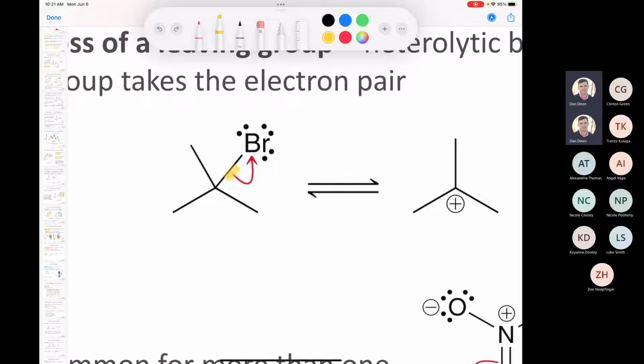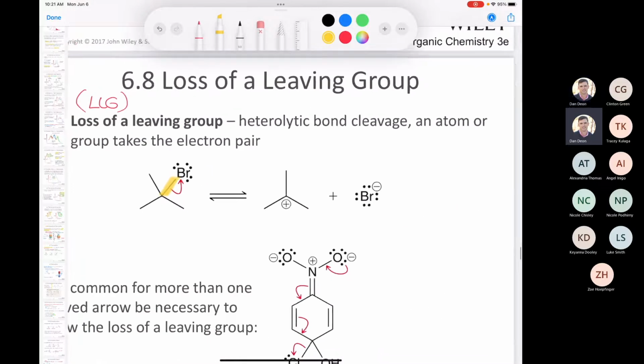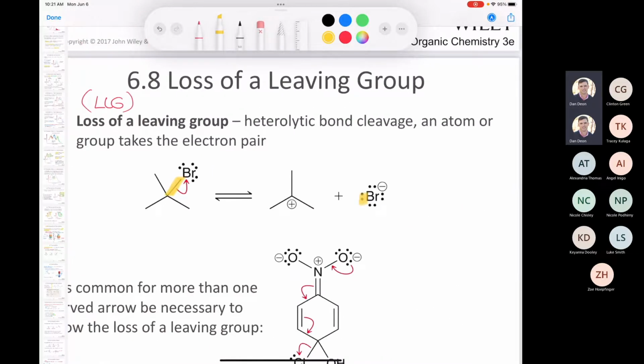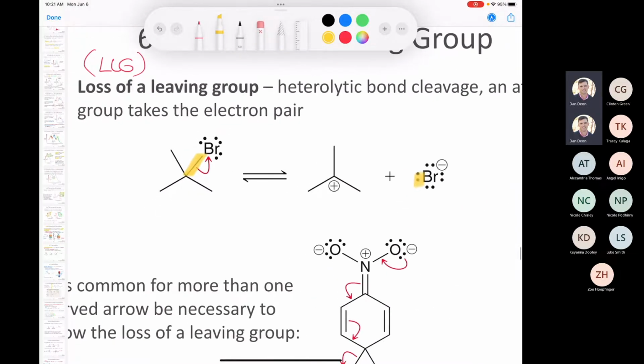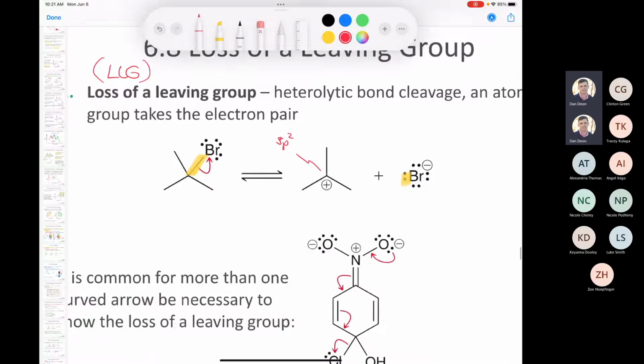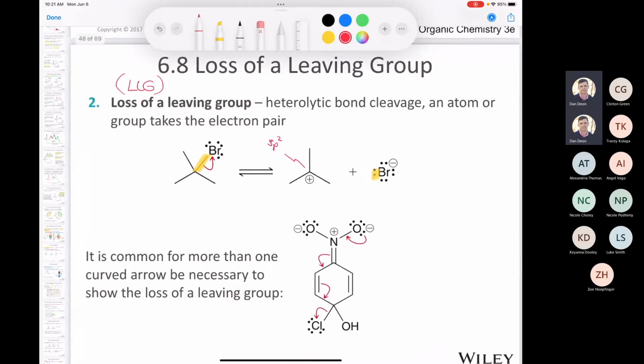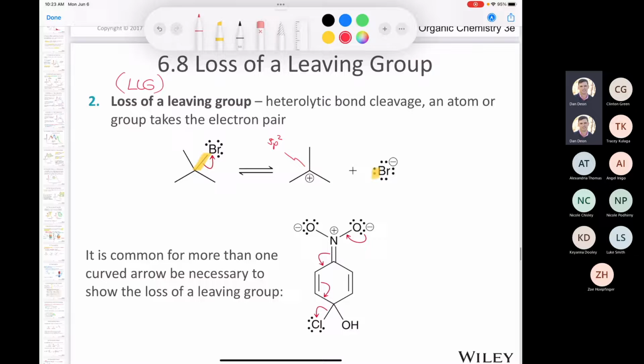Where does the tail start? The tail is starting on this bond. That means both of those electrons in this bond are ending up on the bromine to make a bromide. And that means that now your carbon is only going to have 3 bonds. So this carbon is sp2 hybridized with an empty p orbital. Therefore, it's a carbocation. Now, we can also have situations where a loss of leaving group will take more than one curved arrow to show the loss of that leaving group.